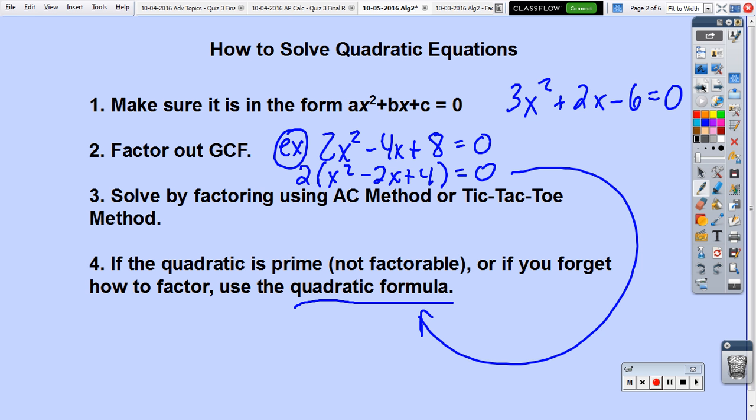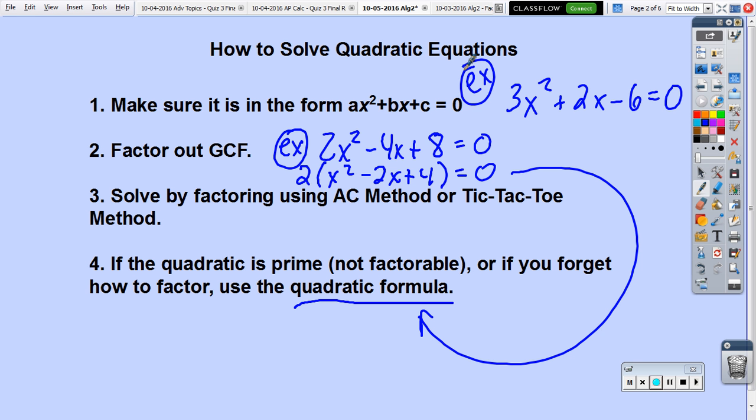So to solve quadratic equations, the first step is to make sure it's in this form, ax squared plus bx plus c equals 0. Okay, so make sure it's set equal to 0 first. So here's an example of one that is set equal to 0. This is an example on the right. Number 2, factor out the GCF.